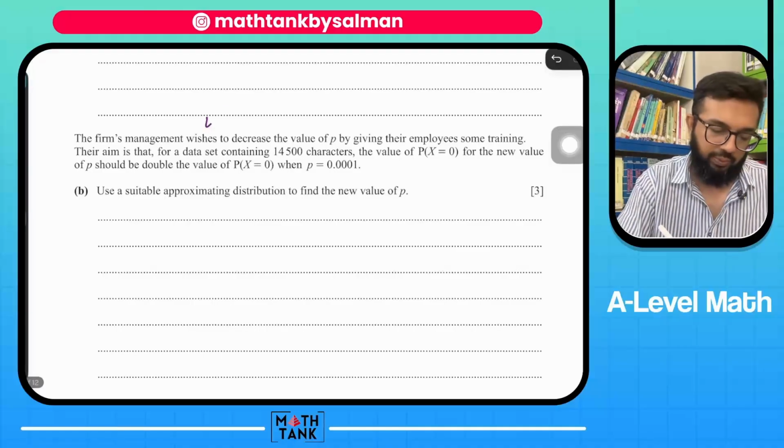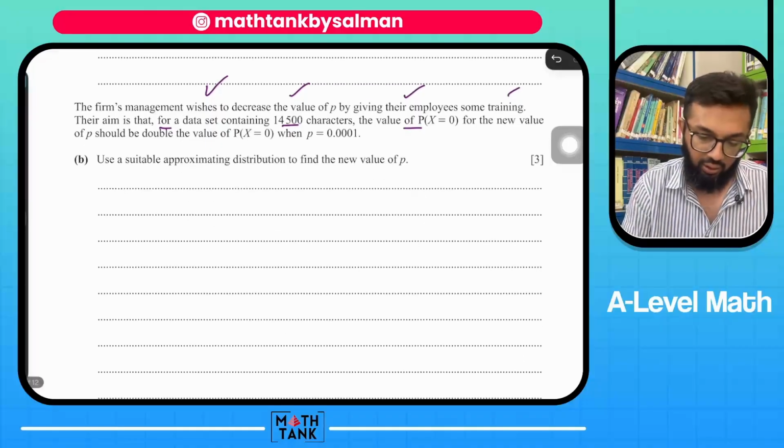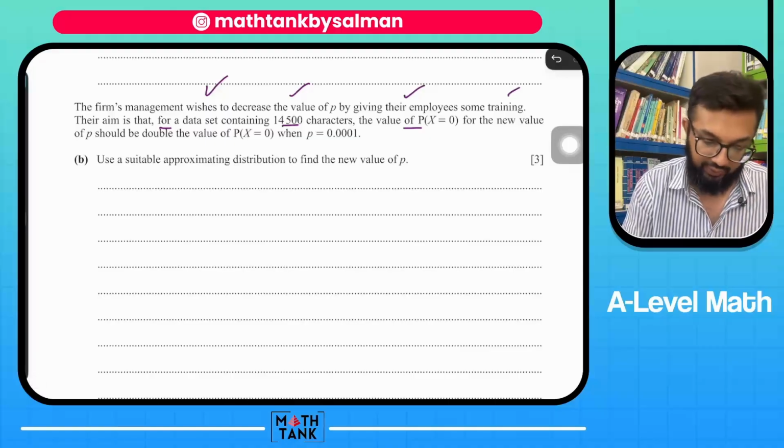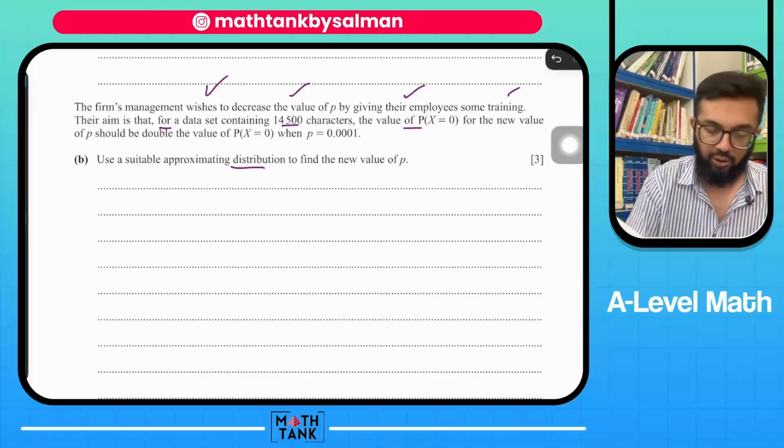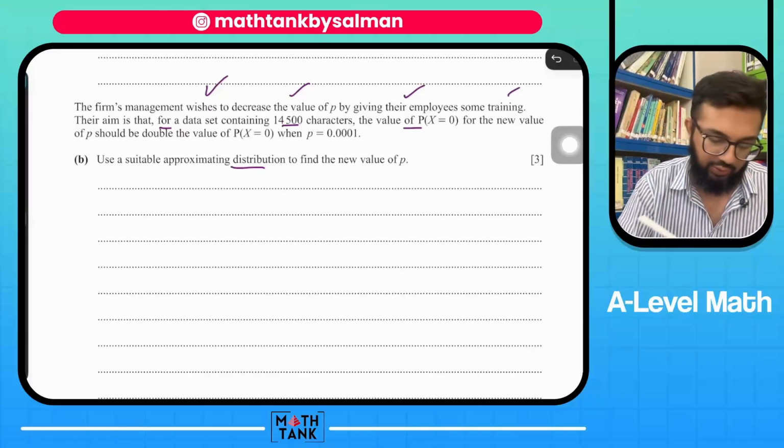The firm's management wishes to decrease the value of p by giving their employees some training. Their aim is that for a data set containing 14,500 characters, the new value of p should be double the value of this when p is equal to 0.001. Use a suitable approximation. I'm again going to use a Poisson distribution.